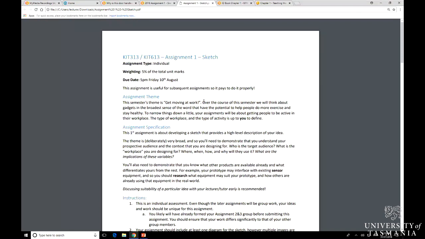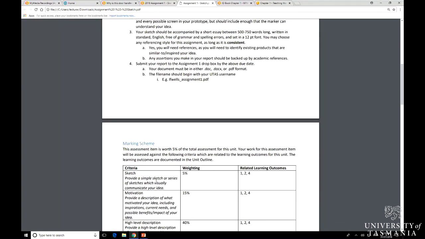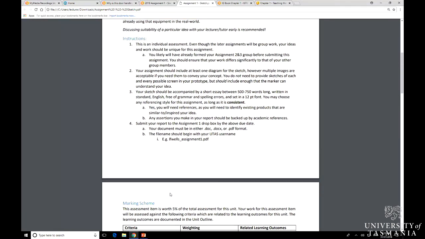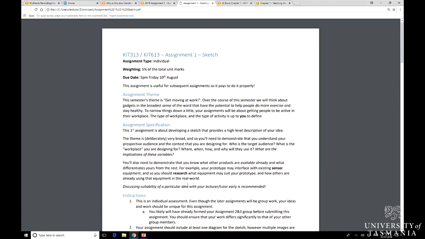So you can work within that idea, and what we really care about. Even though the assignment is called a sketch, only 5% of the assignment is a sketch. If nobody is good at sketching, then they can go with some motivational ideas or writings.